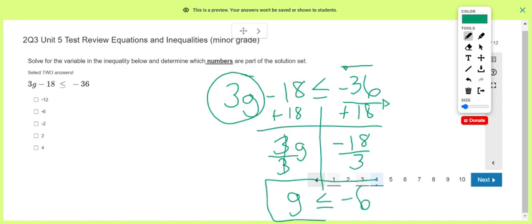Students did really well in class with that today. So they knew this was the answer, but then they needed to understand that g is any number that is less than or equal to negative 6. And that could also be negative 12.